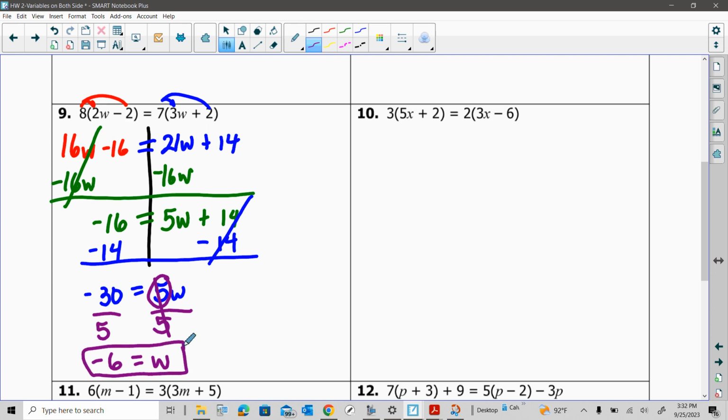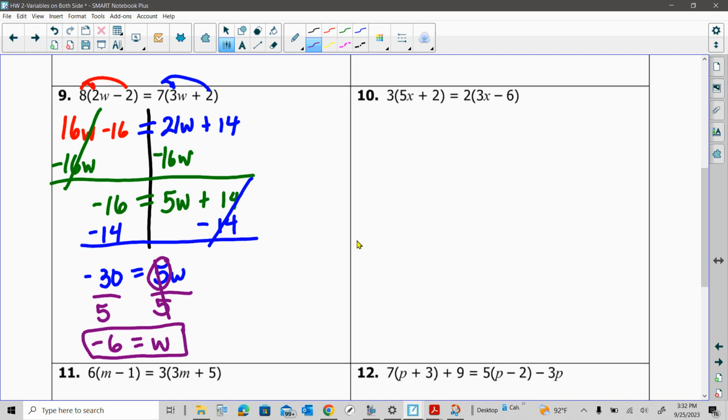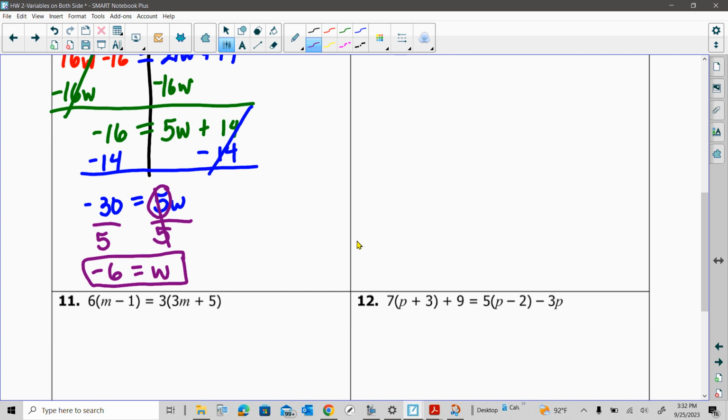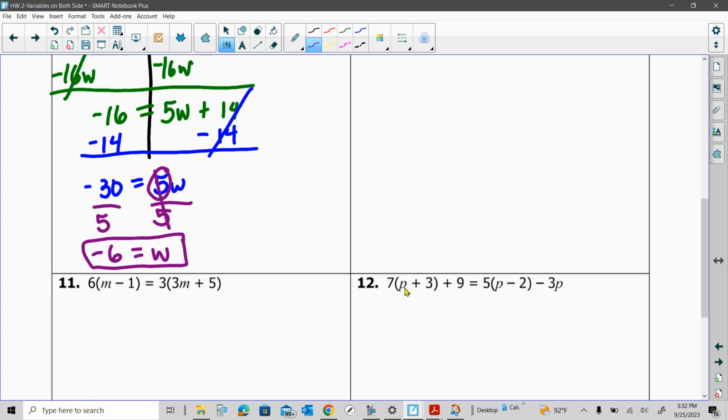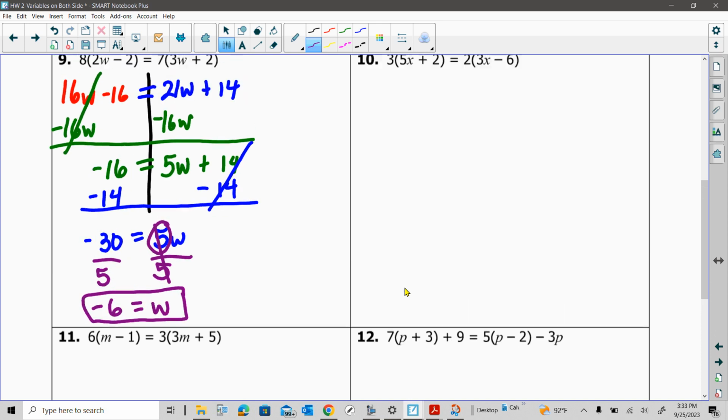Okay, so hopefully this helps you to get this done. Please finish this. Come ready to ask questions. Here on 12, you will be combining like terms after you distribute. Make sure you do it on the same side of the equal sign, and be ready for us to check these at the beginning of class.